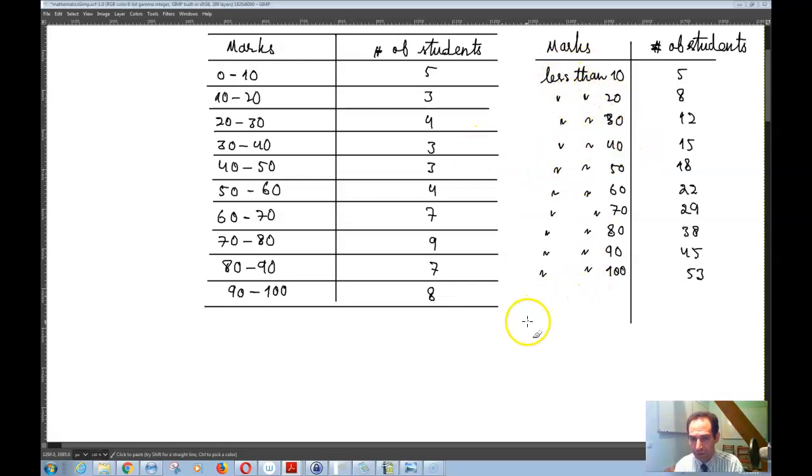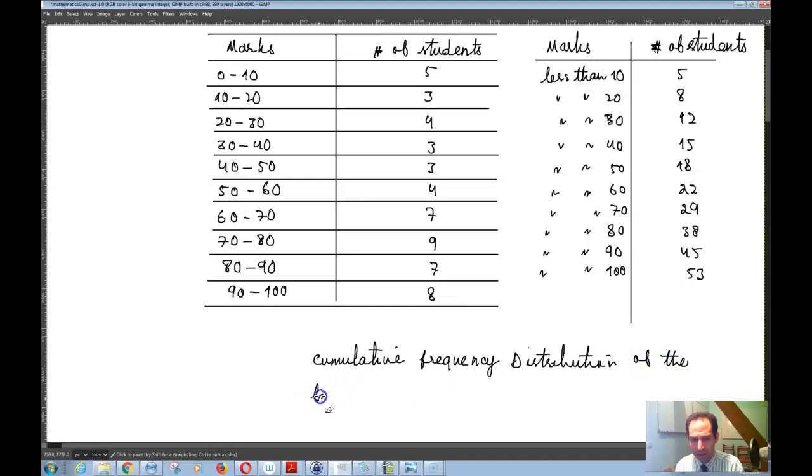So now the distribution given above is called the cumulative frequency distribution of the less than type, right? So here 10, 20, 30, 40, all the way up to 100 are the upper limits of the respective class intervals. What that means is that in the cumulative frequency distribution of the less than type, you always have the upper class limits of all of the classes.